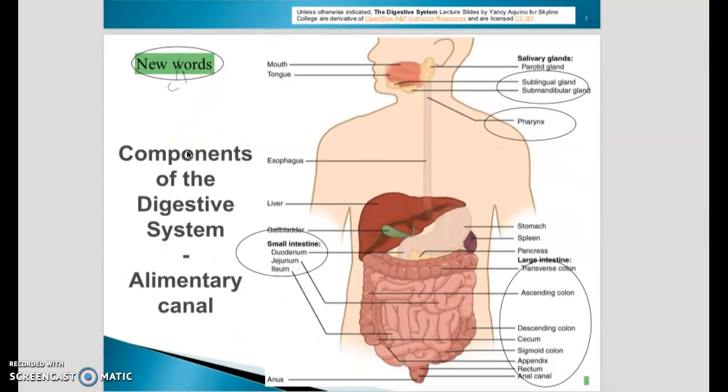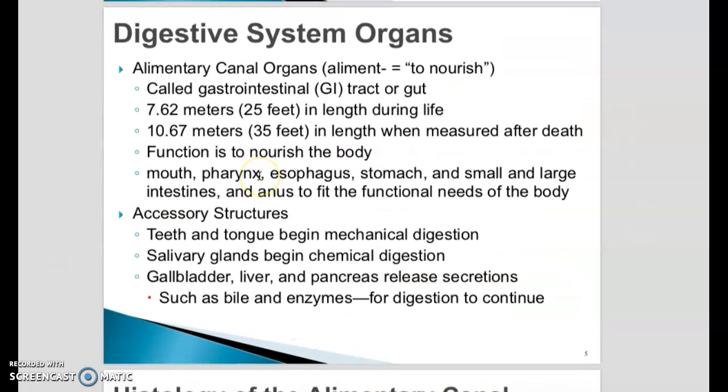Hey guys, so today I'm going to be talking about the components of the digestive system and the alimentary canal. Right here is a diagram of what we're going to be looking at. We're mainly going to be looking at the main parts of the digestive system. So let's get started.